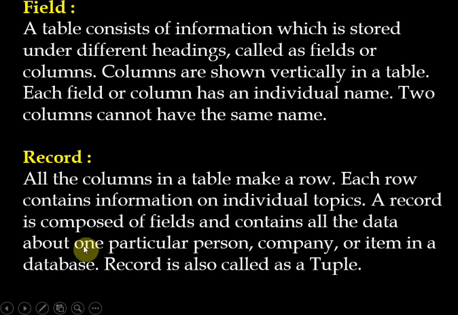Next, the record. All the columns in a table make a row, and each row contains information on an individual topic. A record is composed of fields and contains all the data about one particular person, company, or item in a database, and a record is also called a tuple. In a table, the horizontal line where you can enter the information about the different fields is called the record.